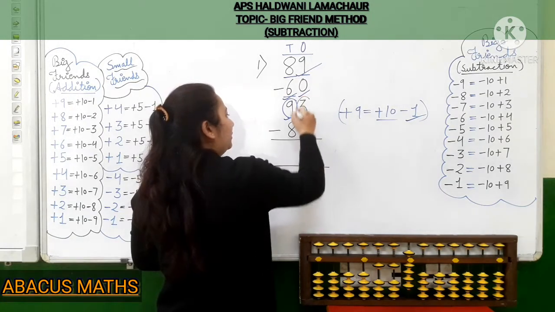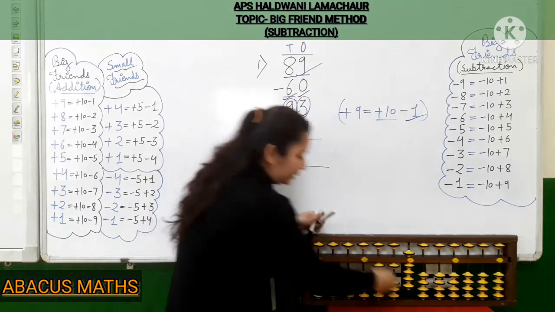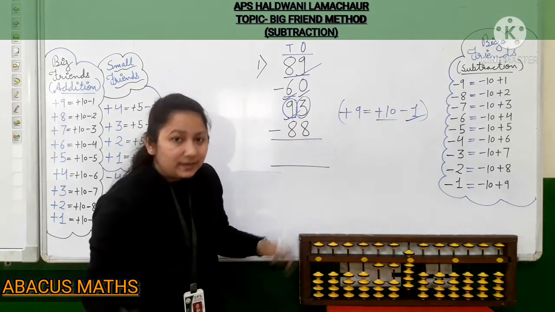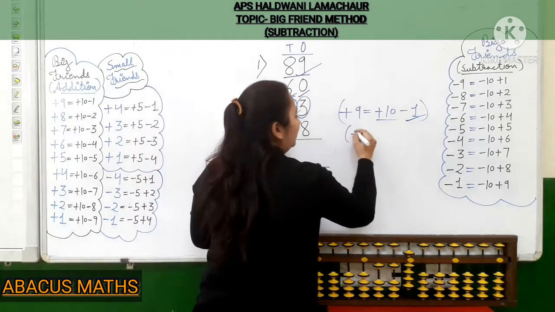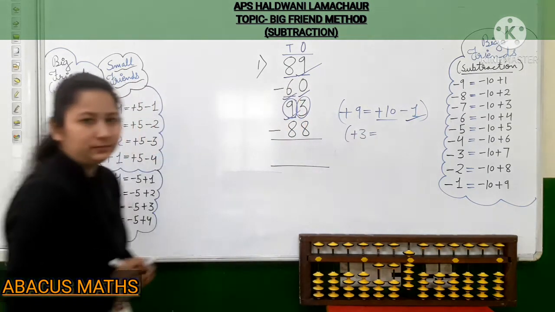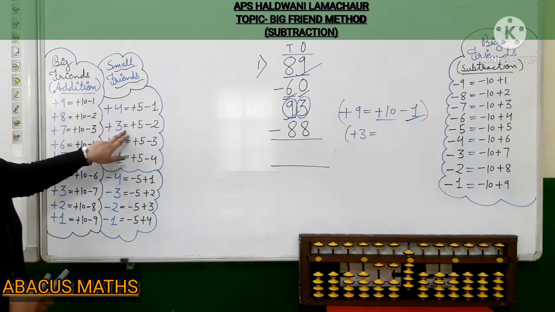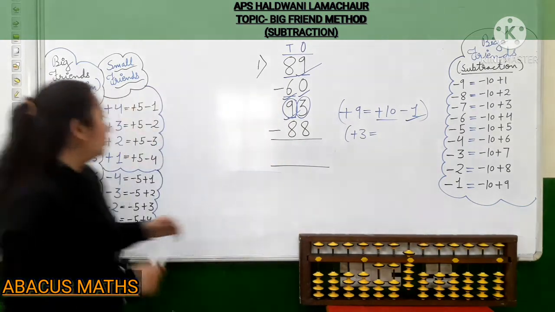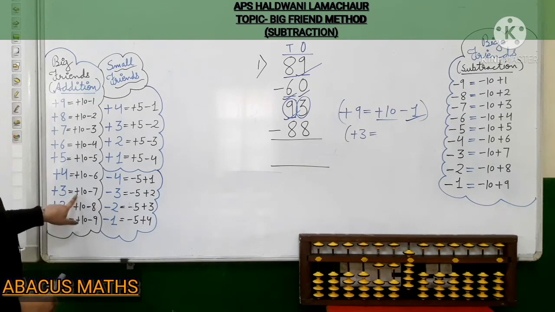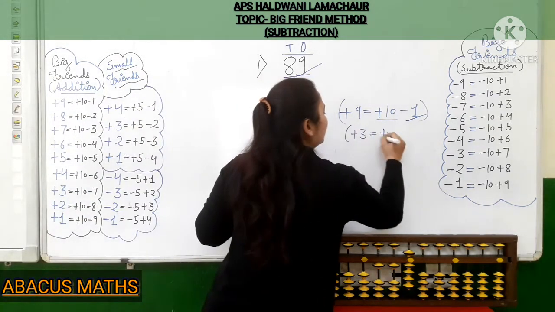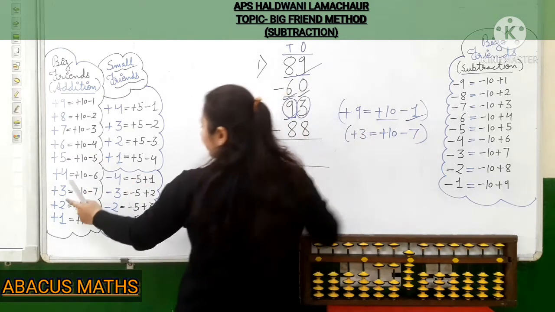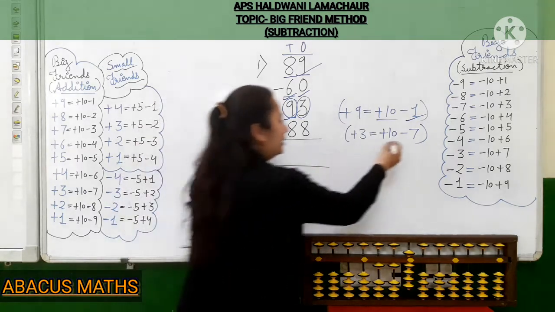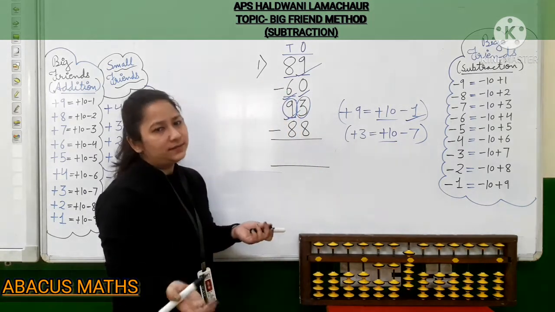Now you have to add 3 in the ones rod. In the ones rod 5, 6, 7, 8, 9 is already added. So you have to add 3 but the bead is not there. For adding 3 you can take the help of small friend, but you can see you have to add 5 and 5 is already added. So for adding 3 take the help of big friends. Plus 3 is plus 10 minus 7. Now apply this. Add 10 in one rod up and minus 7.